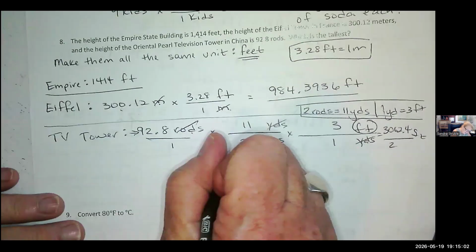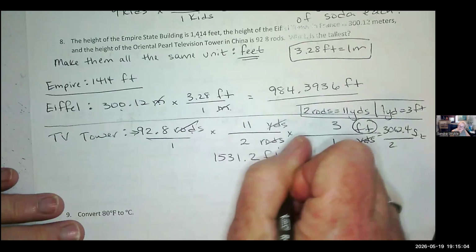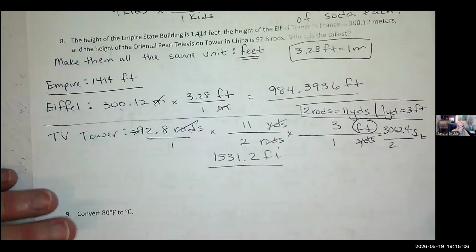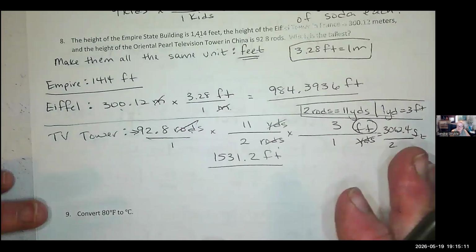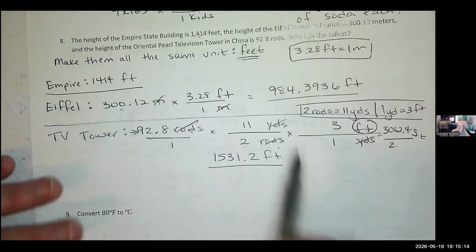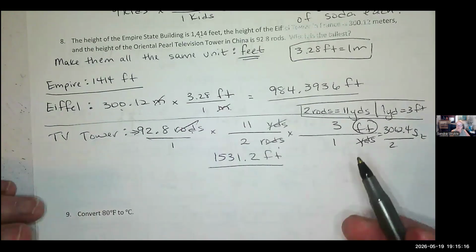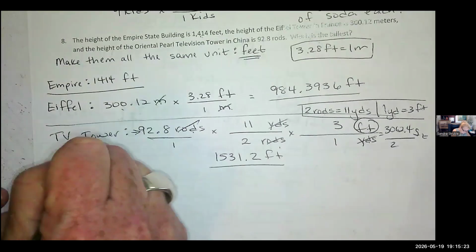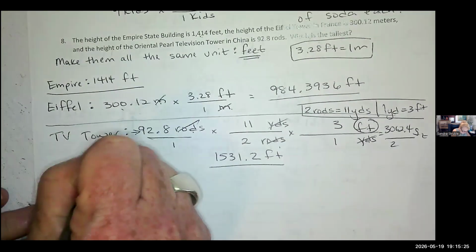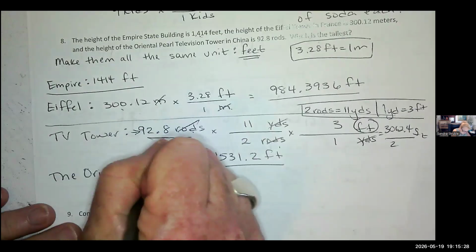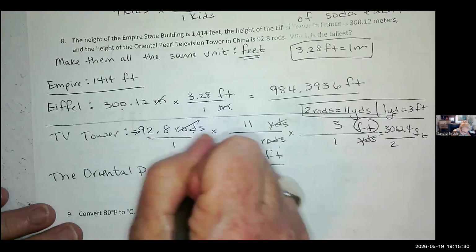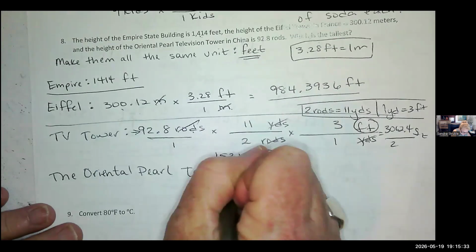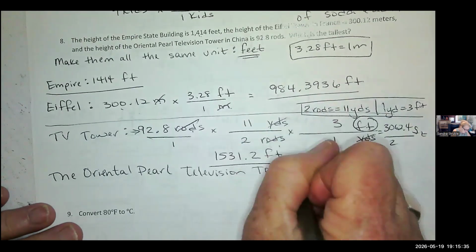feet. Now the question is, which is the tallest? It doesn't ask anything about the numbers, but which is the tallest? We needed them all in the same unit so we could figure it out that it is the TV tower. So let's answer the question. Anytime you're given a word problem, the answer should be in sentence format. The tallest, I will go with the Oriental Pearl Television Tower in China is the tallest.